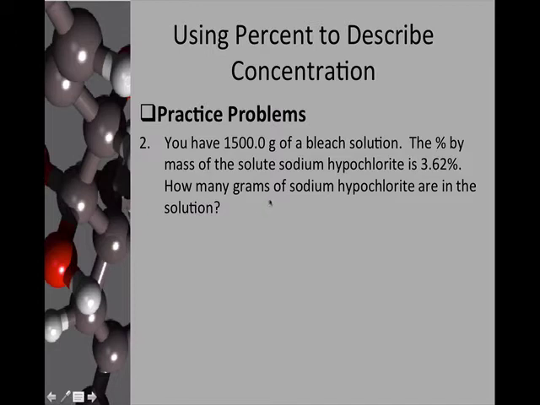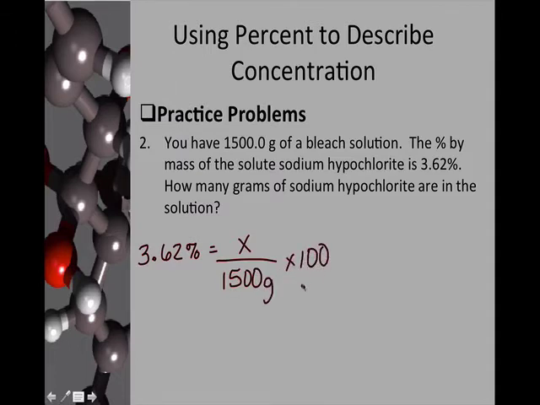This one is a little backwards to what we've done. They've given us the percent by mass. They're asking us then to calculate, if we know the percent by mass, how much of the sodium hypochlorite would be in 1,500 grams of this solution. So I'm still going to use the same formula. 3.62% has to be equal to whatever the mass of the sodium hypochlorite is over the total mass of the solution, which is 1,500 grams, times 100.